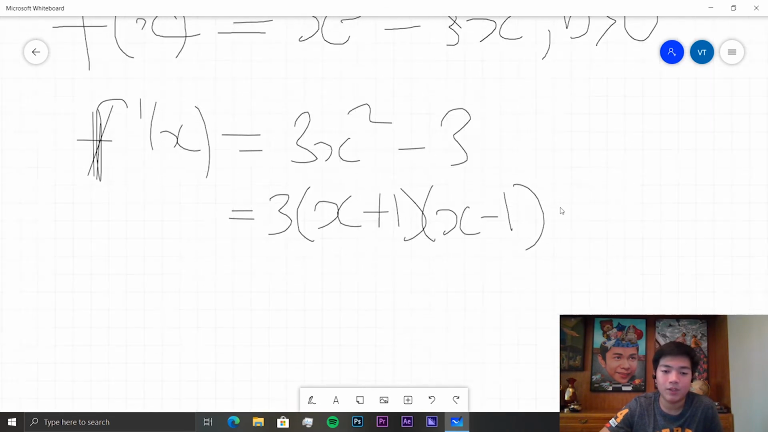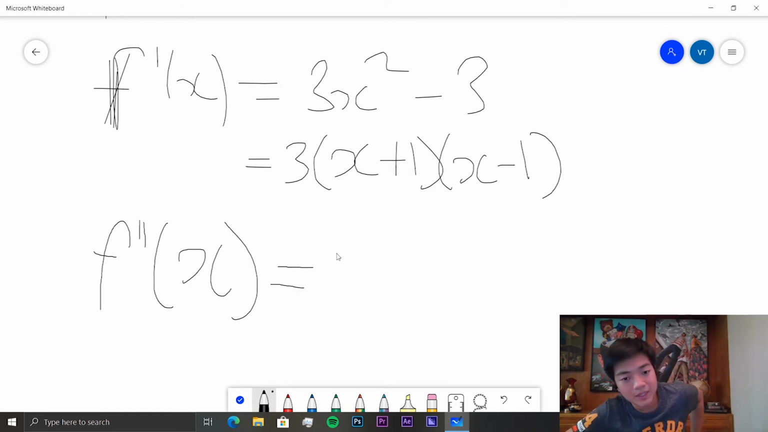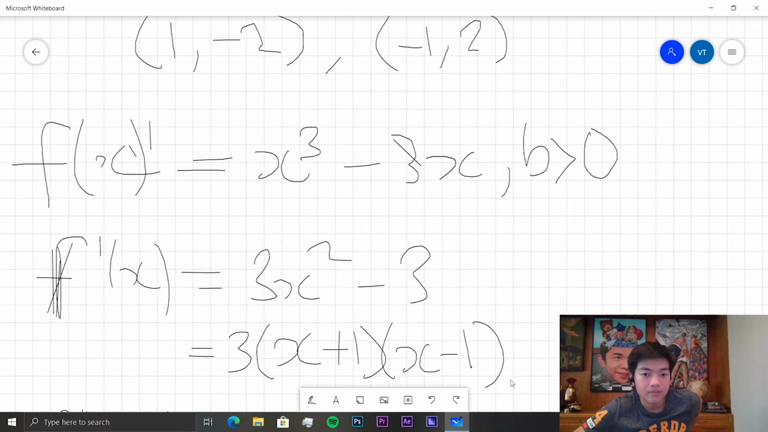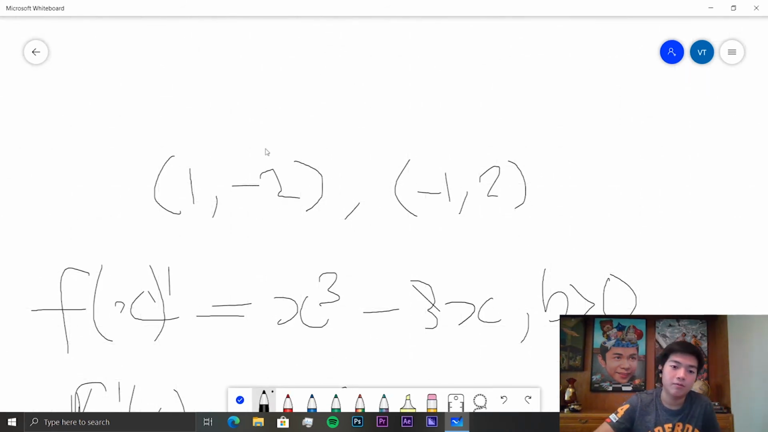And without knowing anything about cubic equations, of course, if you knew something about cubic equations, you could probably do it by sight. We know that f double prime will be equal to 6x. So if we substitute 1 in, we get a positive, so this is a minimum. And if we substitute negative 1, this is a maximum.